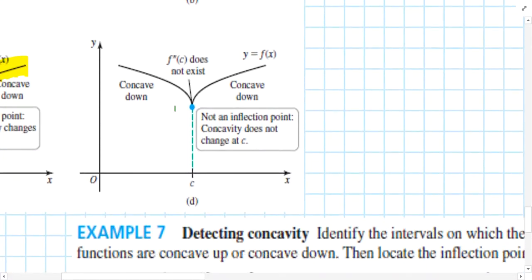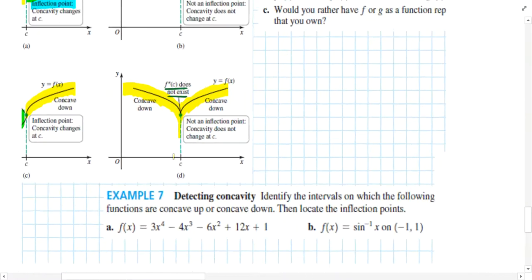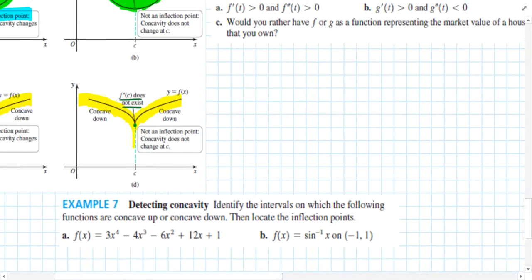So over here, we've got another second derivative that does not exist because of this cusp of the graph, but the concavity doesn't change either. This section of the graph is concave down. You can kind of see how the whole graph is curving downward. And this section of the graph is also concave down. So we had a second derivative that doesn't exist, but the function is concave down in all points surrounding it. So therefore, this is not considered an inflection point because concavity does not change.